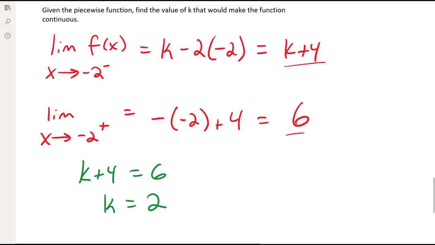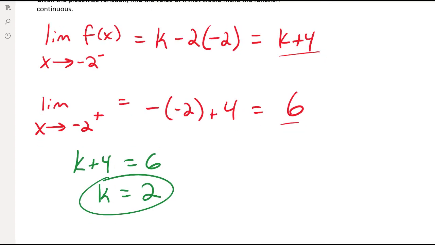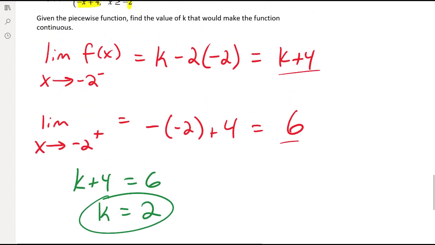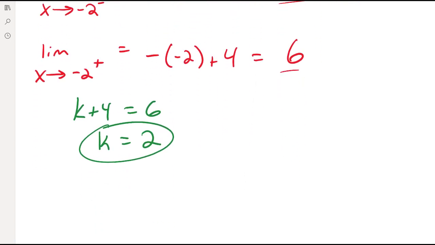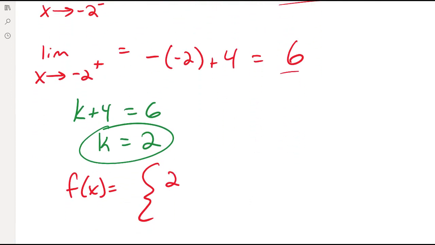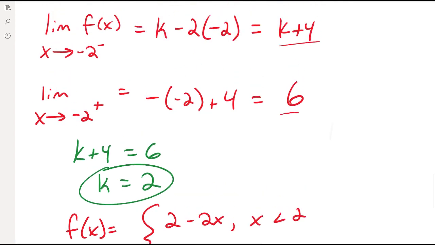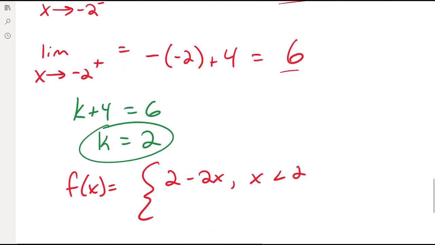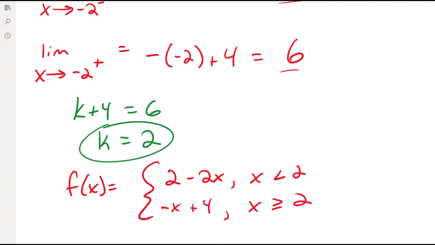And so what does that mean? And that is actually our final answer. So k equals 2 is going to be our final answer here, but let's verify why that is the final answer. All right. So I'm going to substitute k equals 2 back into our function. So our piecewise function will be f of x equals, let me scroll up just a little bit, 2 minus 2x for x less than negative 2, right? All I did was plug in 2 for k, and negative x plus 4 for x greater than or equal to negative 2.